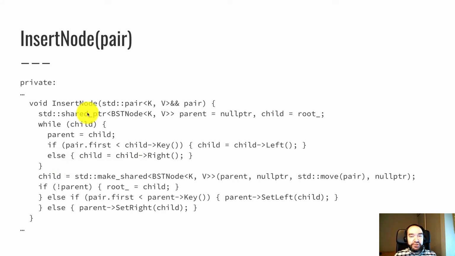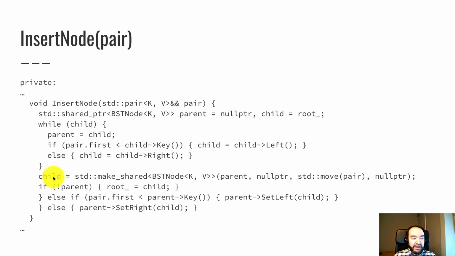Note that insert node assumes that the key is not in the tree. So I don't have an if pair.first is equal to key case. We know that we'll never find a node whose key is equal to this pair. That's a precondition on this function to work right and to be simpler. So when this while loop ends, child is null and parent points at the leaf node that ended the search.